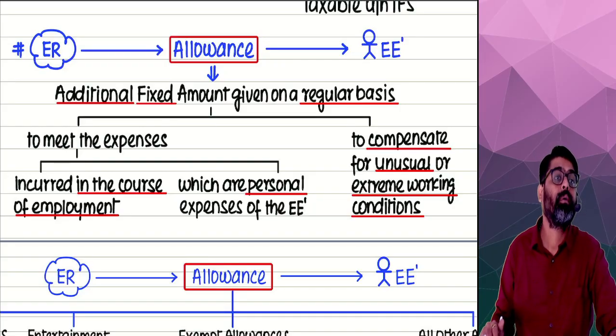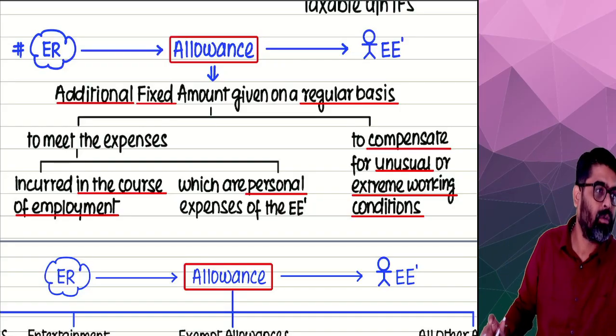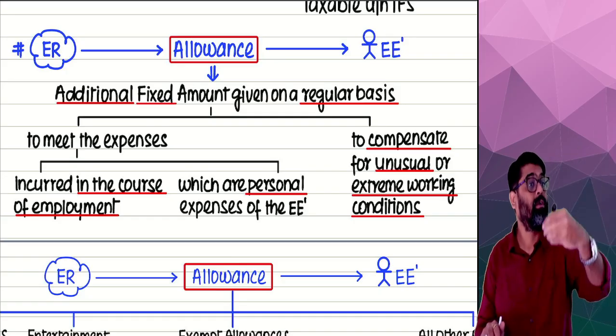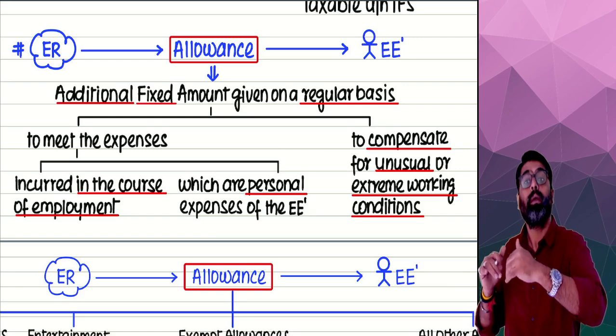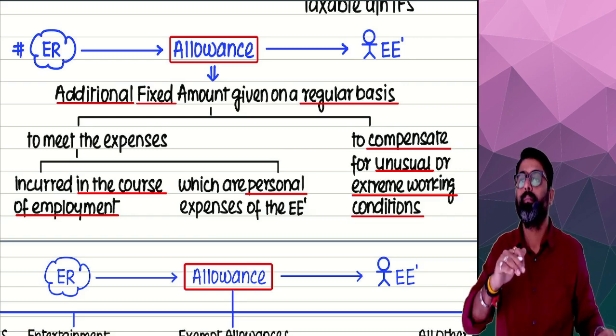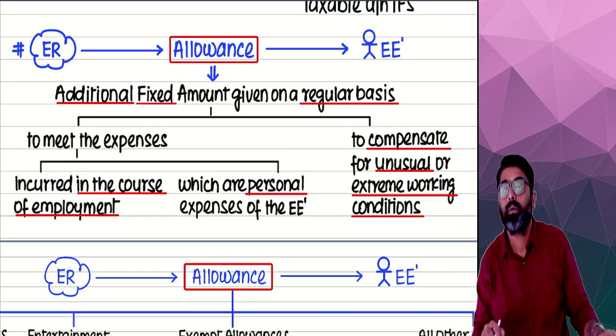Take this 10,000 rupees per month. Whatever traveling will happen in this month, for that I'm giving you 10,000.